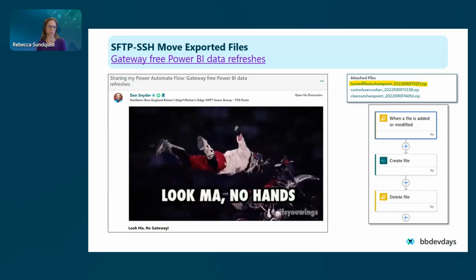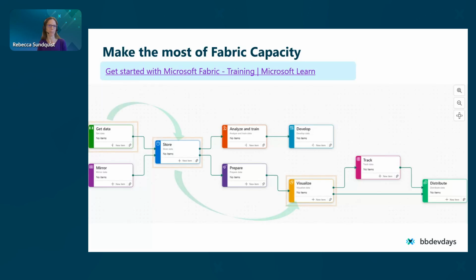We have a template from Dan Snyder where he provided this, which he called the gateway-free Power BI data refreshes, because once that data is in SharePoint, of course, you don't have to use that gateway. And you can see the flow is very simple, just using standard connectors, so a free level of Power Automate licensing, monitoring the SFTP for when a file is added, and then creating that file in SharePoint and cleaning up the FTP.